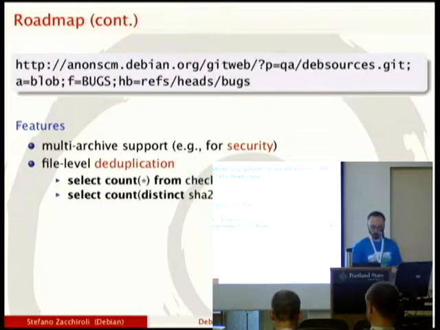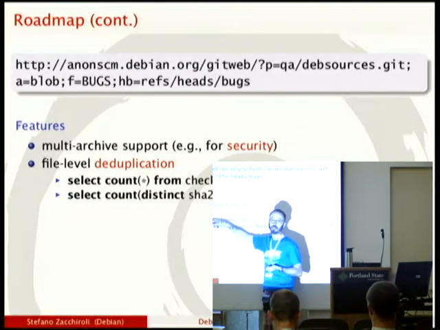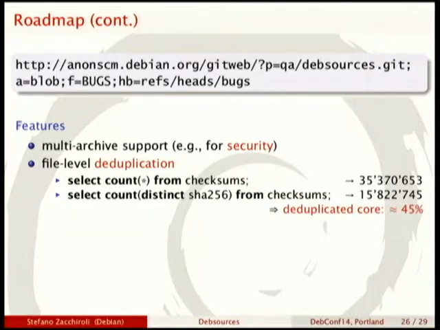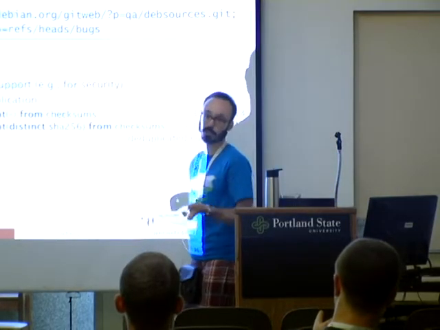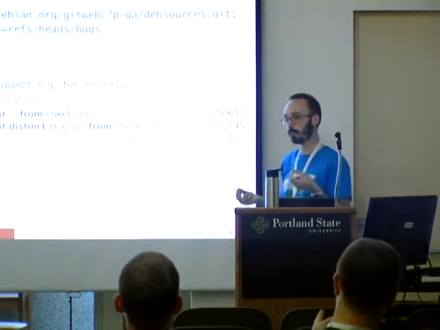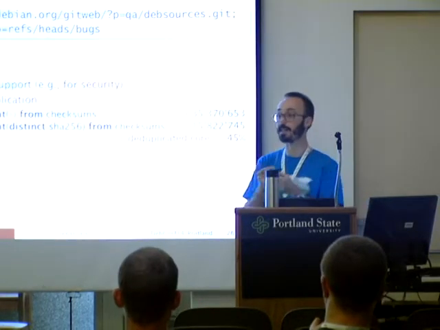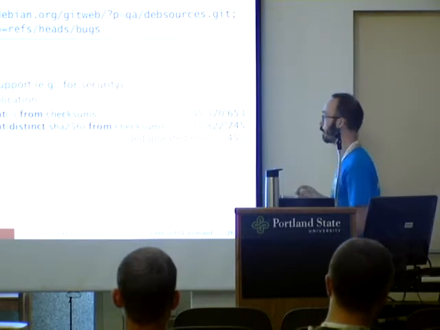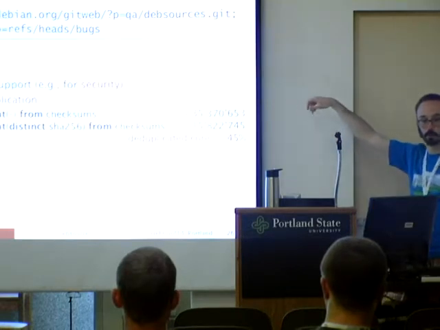And file-level deduplication. So essentially, I was curious about how much disk space we could save if we actually do deduplication at the file level, right? So right now, there is no deduplication at all. So different versions of the same package will occupy essentially twice the space. But in most cases, a subsequent version of a package will share a lot of files with the previous one. So given we have the checksums, we already have the information about this.